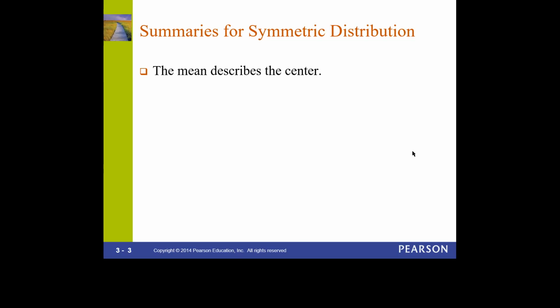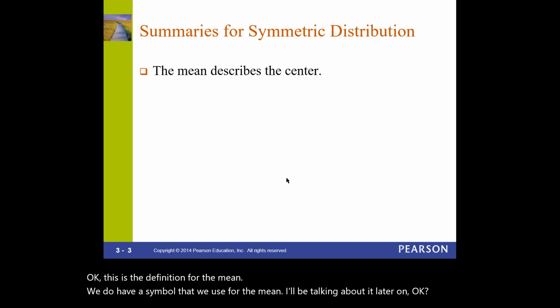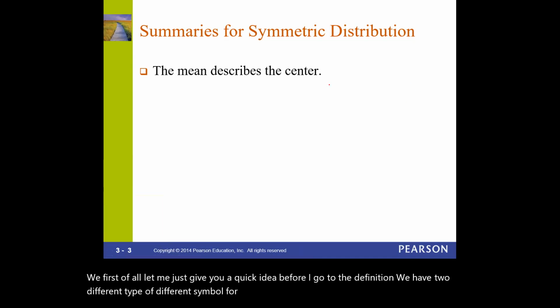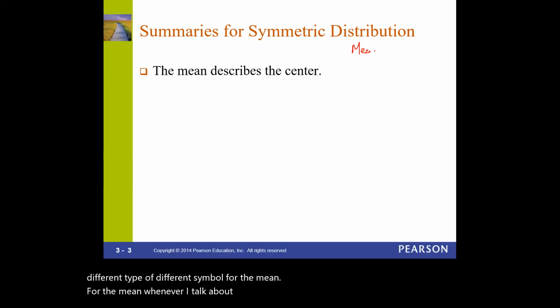Okay, so this is the definition for the mean. We do have a symbol that we use for the mean. I'll be talking about it later on. First of all, let me just give you a quick idea before I go to the definition. We have two different symbols for the mean. Whenever I talk about the mean, if you're talking about the mean of a population, it has a specific symbol, which is read as mu. This one is for a population.